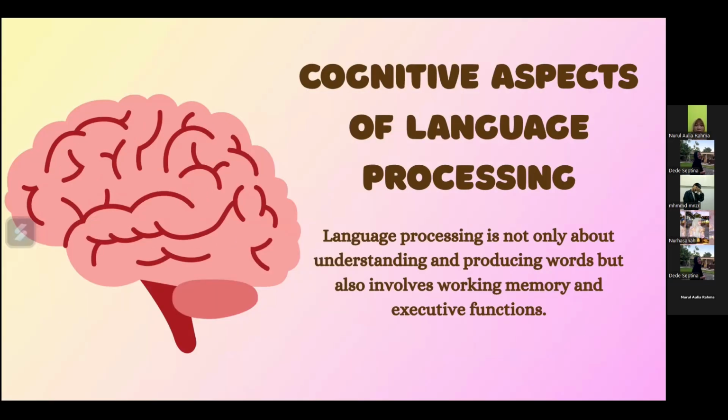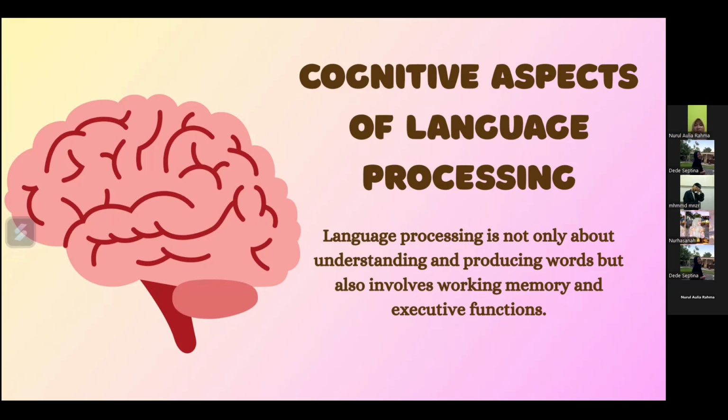Next, we're going to talk about cognitive aspects of language processing. Language processing is not only about understanding and producing words, but also involves working memory and executive functions. Working memory is like a mental scratch pad that temporarily stores and manipulates information, helping us keep track of long sentences and complex ideas. Studies show that individuals with greater working memory capacity perform better in understanding sentences with complicated structures, such as passive voice or embedded clauses.